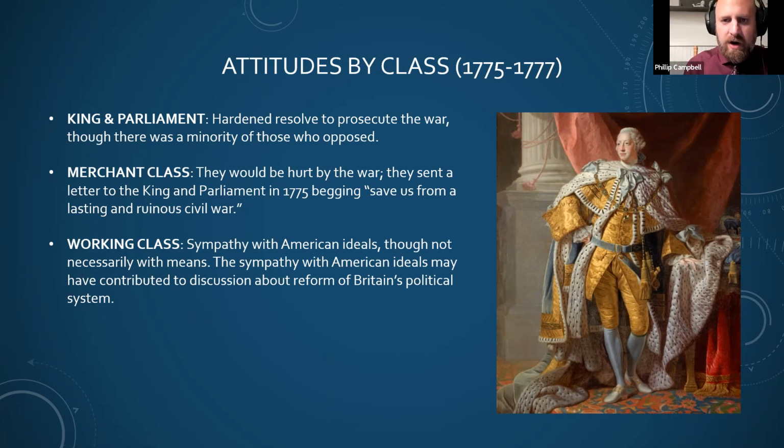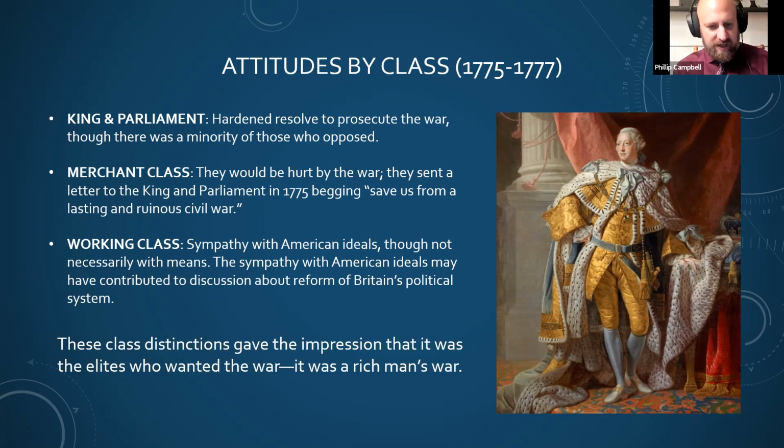Of course, the ironic thing is the revolutionaries are not working class people. The American Revolution was not a revolution by the working class against the elites. It was a revolution of American elites against British oversight. All our founding fathers were elites, right? They were the wealthy merchant class and the landowning class. So these class distinctions gave the impression that it was the elites who wanted the war in Britain. I mean, if you look at it, basically the poorer you get, the more opposed to the war you were. So this contributed to the impression that this was a rich man's war, that this was a war perpetrated by the elites. Which, I think that's a criticism that exists in any war, right? It's not poor people who start wars usually.